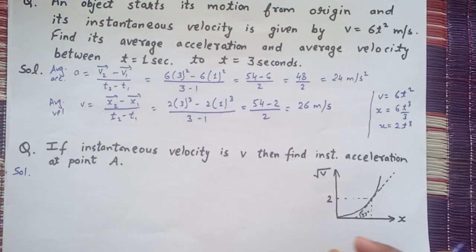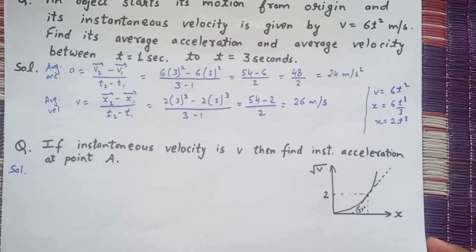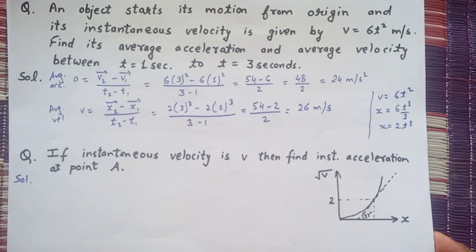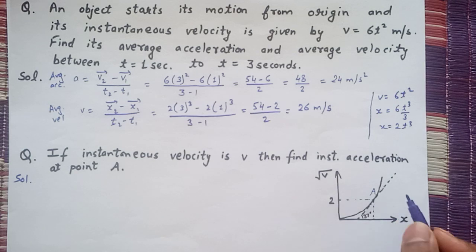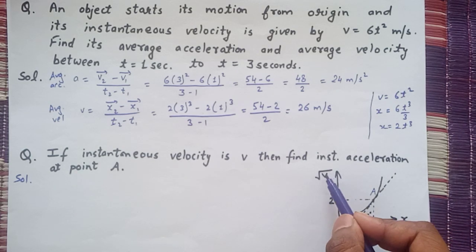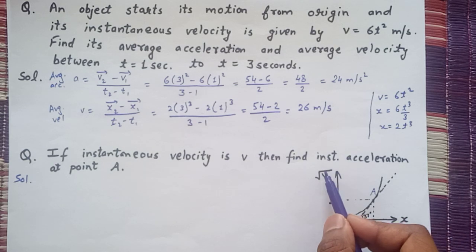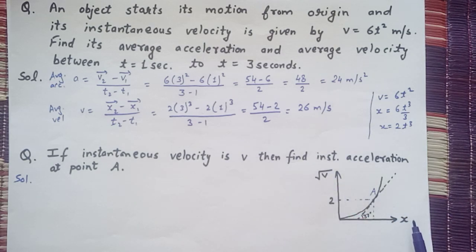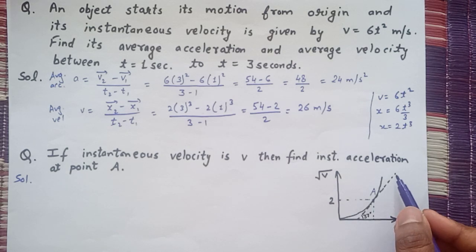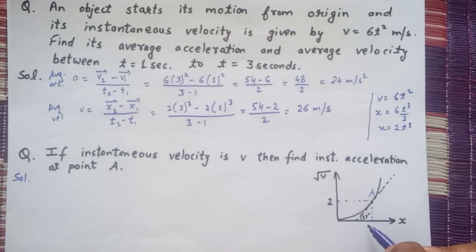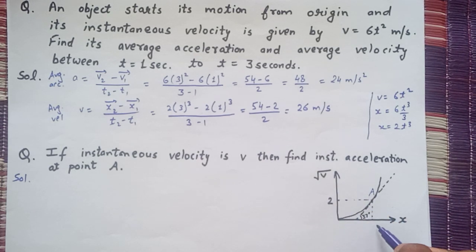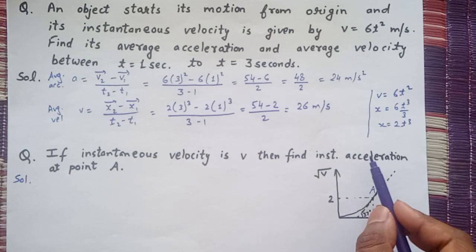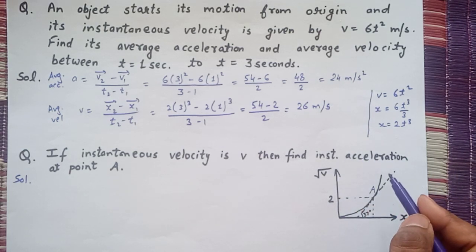Our next question is, if instantaneous velocity is v, then we have to find the instantaneous acceleration at point A. This is point A, and the graph is given between root v and x. V is instantaneous velocity, so it is the square root of instantaneous velocity with respect to x. X is the distance or displacement or position, and this is a point A. A slope is given at the angle of 37 degree, and at point A the value of root v is given 2 and there is no value given for the x. We have to find instantaneous acceleration.